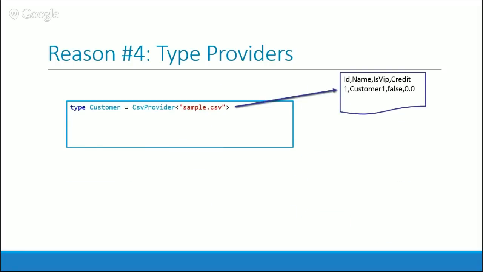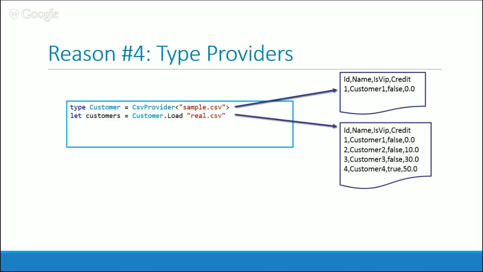So let me show you what I mean by showing you an example. Here we have, in the first line, I am using the CSV type provider, and I provide a path to a file that will have a sample of the schema that I will use. And what I get as a result is an actual type. So notice that I am not using the let keyword. I am using the type keyword because this is going to be a type.